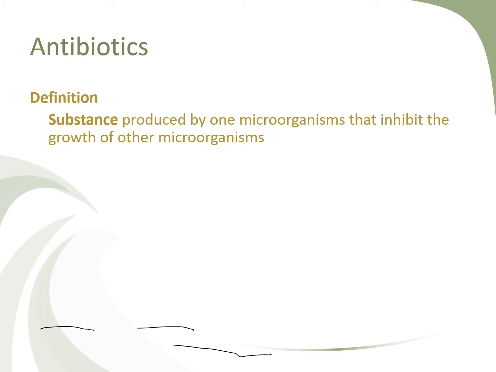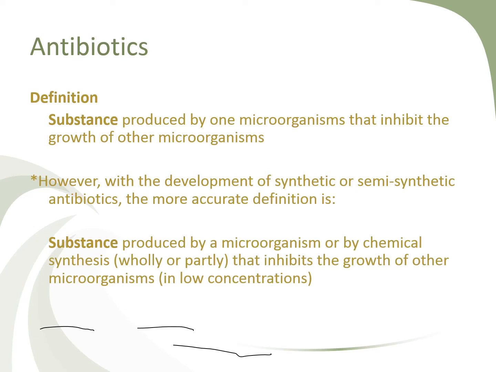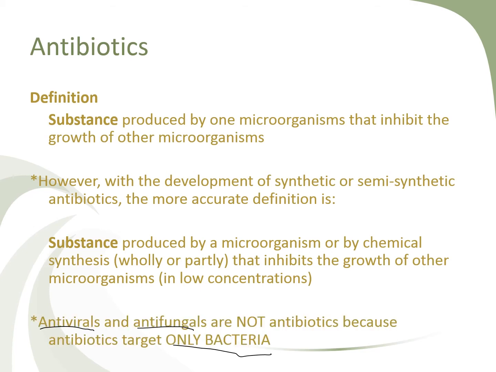However, this definition is not in use anymore because of the development of new synthetic and semi-synthetic antibiotics. So the more accurate definition of antibiotic is now the substance produced by a microorganism or by chemical synthesis, wholly or partially, that inhibits the growth of other microorganisms in low concentrations. So now antibiotic is any substance that inhibits the growth of a microorganism, but it may or may not be produced by a microorganism because we also have chemical synthesis antibiotics.